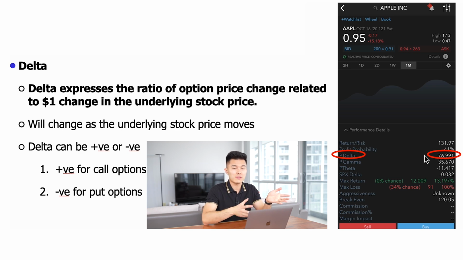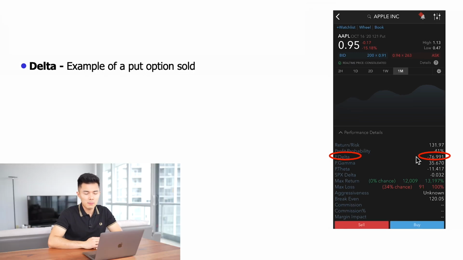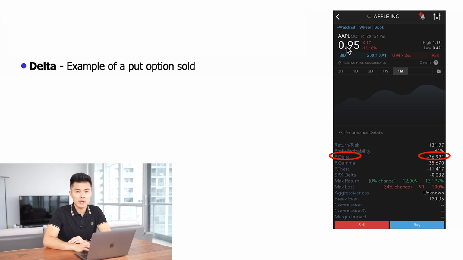And on the other hand, if it's a call option, the delta will always be positive, just something to keep in mind. And let's give you a quick example here. So in this case, we're looking at Apple's put option expiring October 16, 2020. At that time, the price for this option is at 0.95.